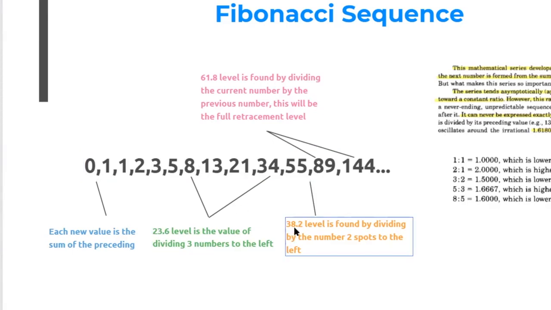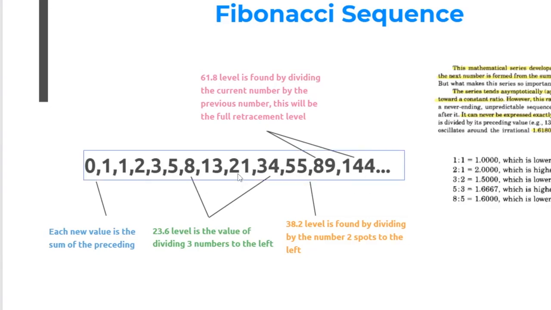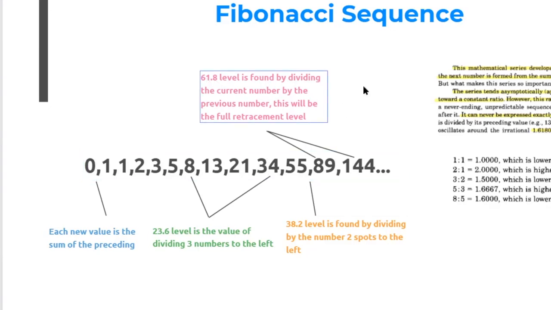Same thing with the 38.2 level. This is the level just under the 23.6 level that we use to quantify trading levels where we make certain decisions. This level is found by dividing by the number two spots to the left of this value. Then if we go to the 61.8 level, this is found by dividing the current number by the previous number, and this will be the full retracement value. So basically any number in this sequence, if you divide it by the previous number, is going to give you 61.8, and that's how we can determine where a full retracement on a trend is going to happen.